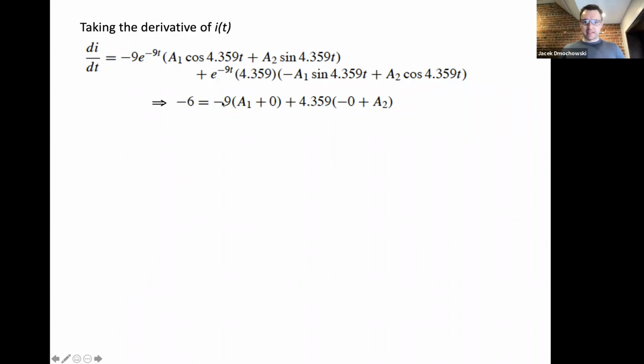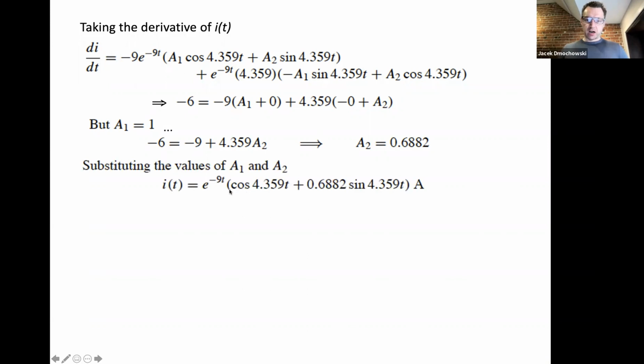So you get basically -9 times A1 plus omega, this is the omega d, times A2, right? And we know that A1 is equal to 1. So we can just use this equation to solve for A2. So now we have everything we need, and we can substitute our coefficients: A1 is 1, and A2 is 0.688.